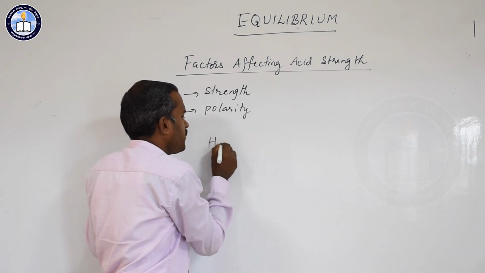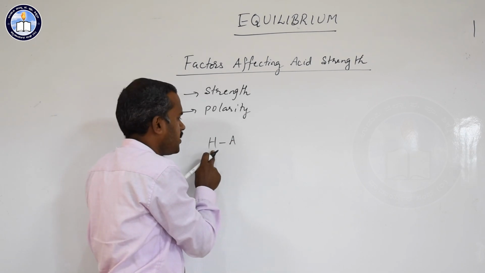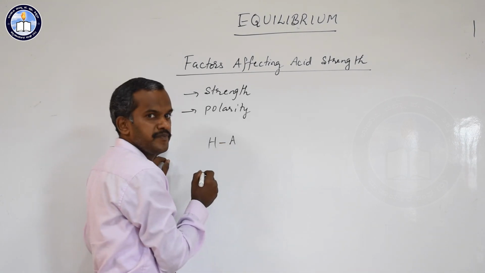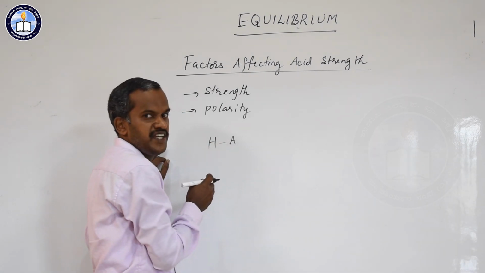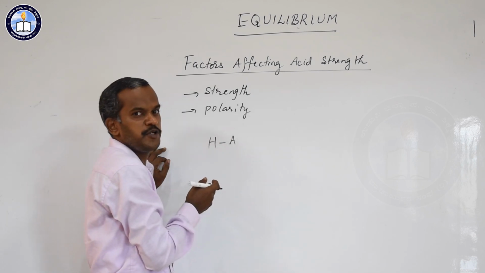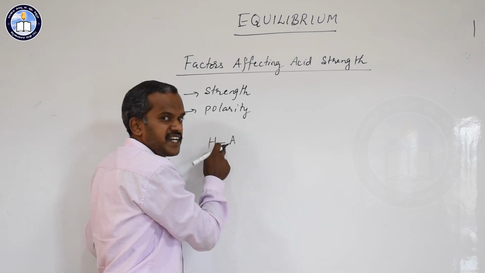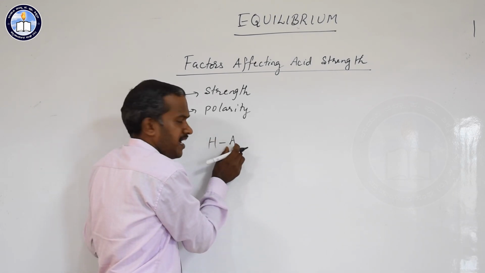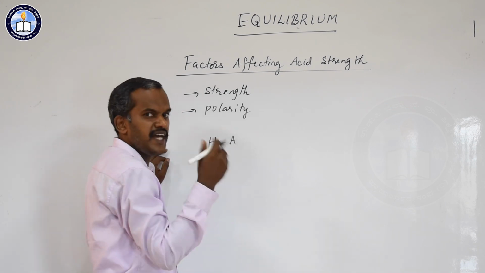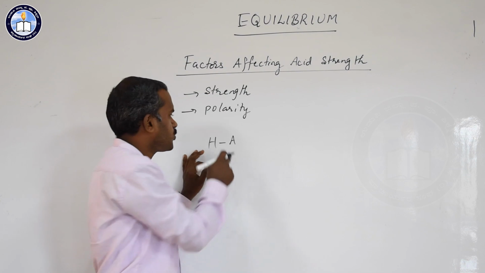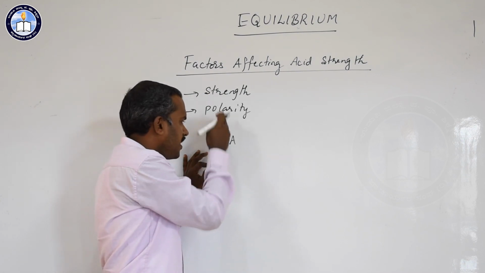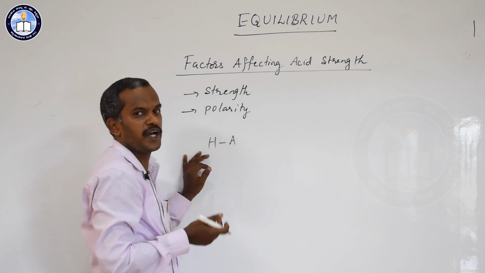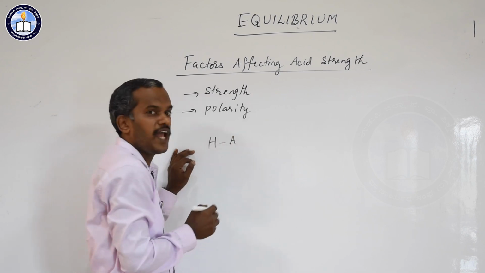Suppose the bond between H and A, H for hydrogen and A for an acid radical in an acid, becomes weaker. Then breaking of the bond becomes easy, and more H plus ions are produced. So as the strength of the bond between hydrogen and A decreases, the acidic strength increases. When the bond is weak, H plus and A minus ions are formed easily, so it will become a stronger acid.